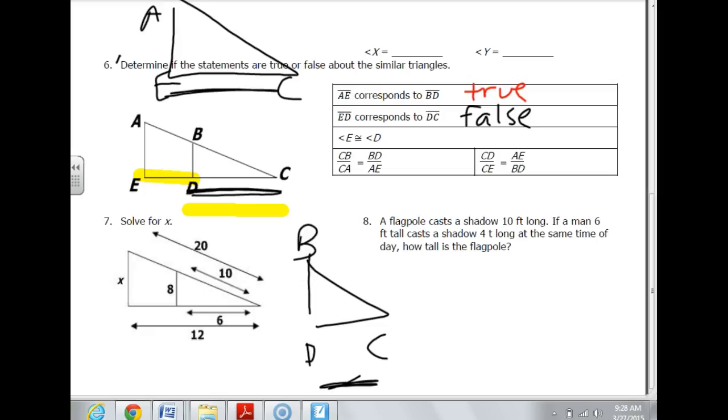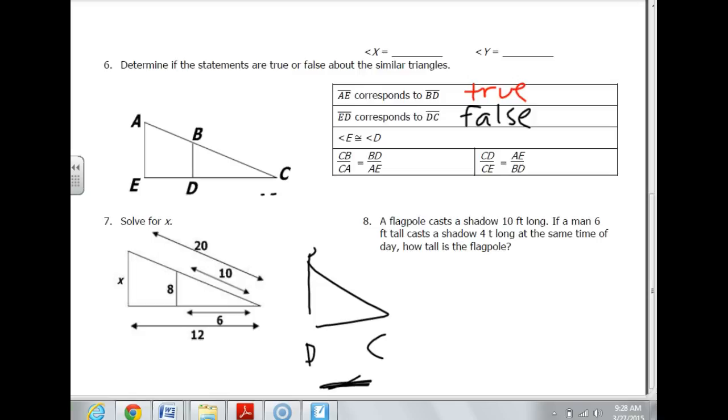Okay, so now let's think about the next similarity statement. Oops, I thought it was on eraser. All right, so angle E is congruent to angle D. Absolutely, they're both 90 degrees.